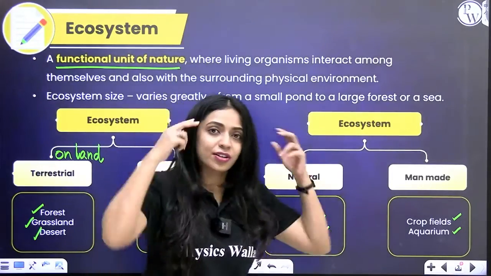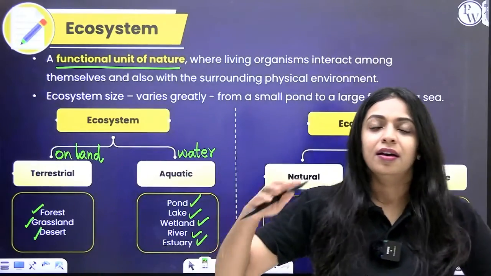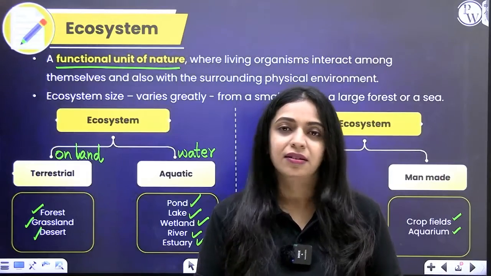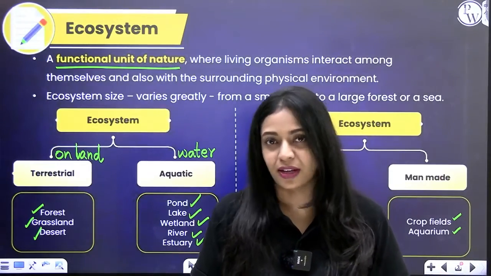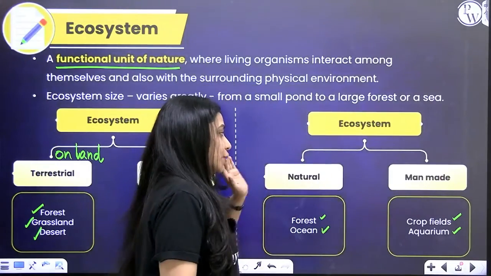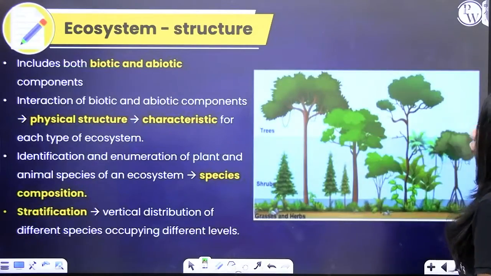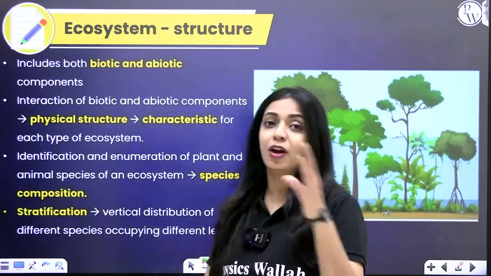So in natural ecosystems, there is no human intervention and nature basically chooses what should stay, right? So that is the difference between a natural and a man-made ecosystem. Now, let's move on to learn about the structure of an ecosystem.